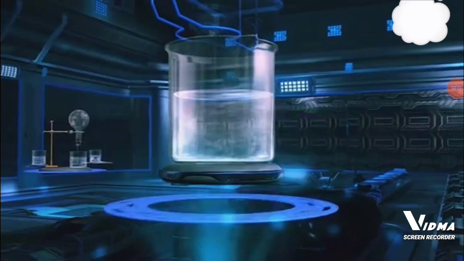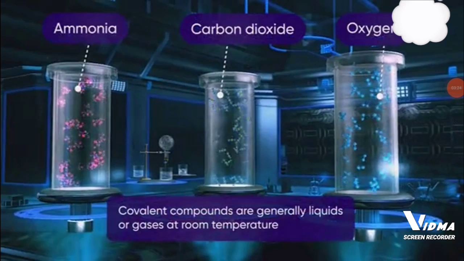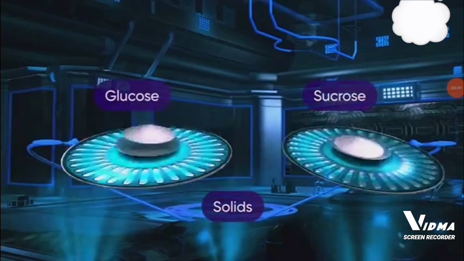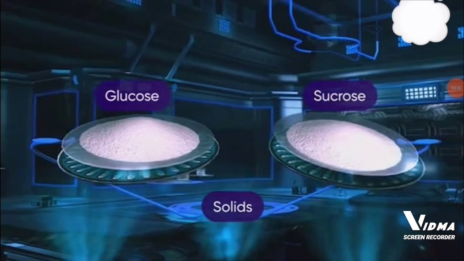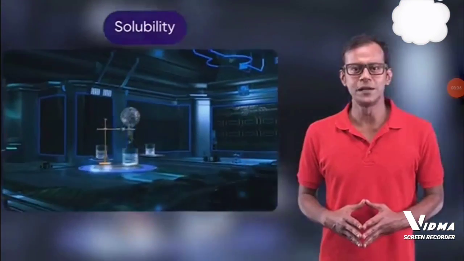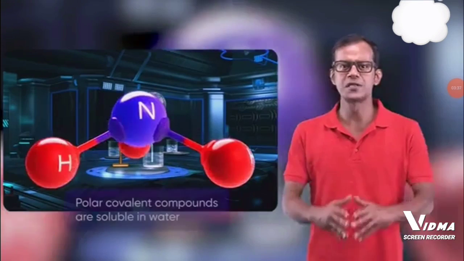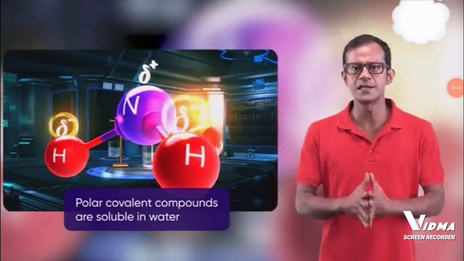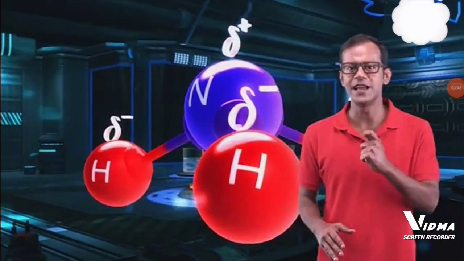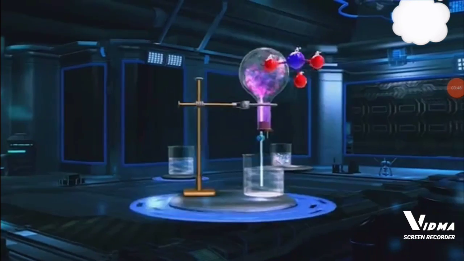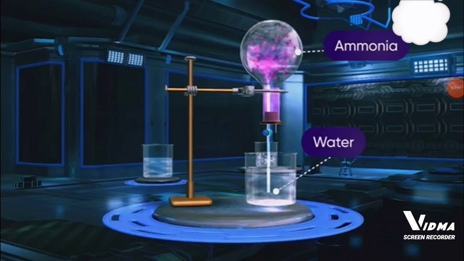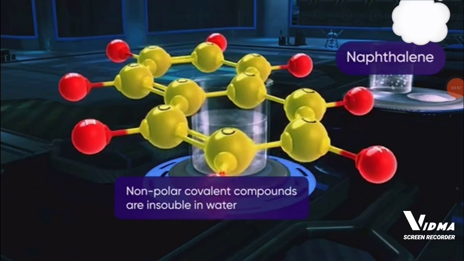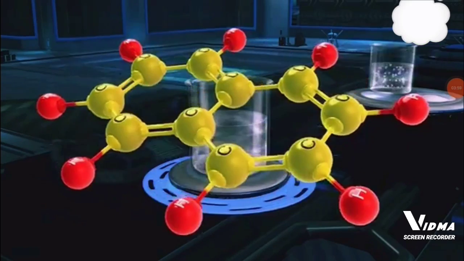Physical state. Covalent compounds are generally liquids or gases at room temperature. However, some of the covalent compounds like glucose and sucrose are solids. Solubility. Polar covalent compounds like ammonia, in which there are partial positive and negative charges in the molecule, are soluble in water. However, non-polar covalent compounds like naphthalene remain insoluble in water.